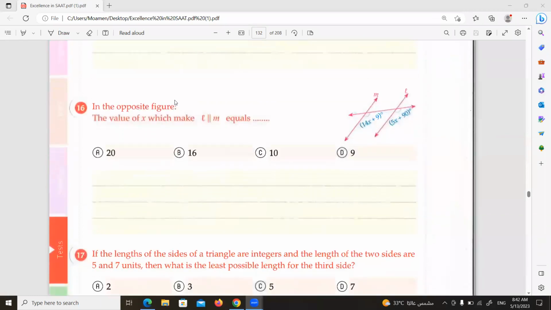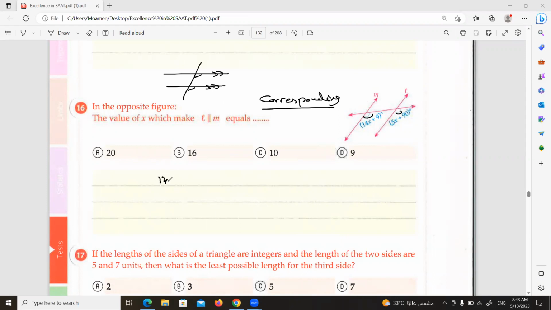We're going to number 16. In the opposite figure, find the value of x which makes L parallel to M. The two lines L and M are parallel if the two angles shown in the graph are equal, or congruent. This angle and this angle represent corresponding angles. So if we have two congruent corresponding angles, one inside and one outside, the two lines will be parallel.